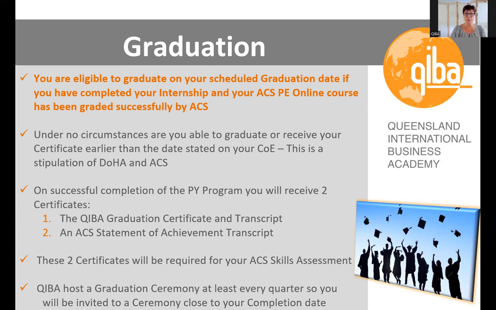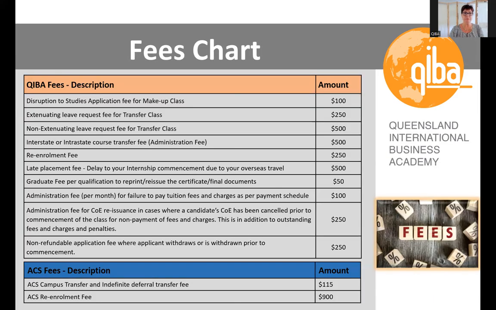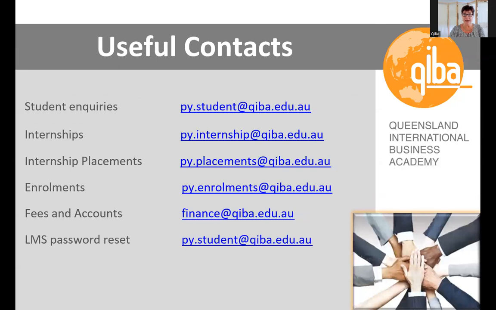So on successful completion of the PY program, you'll receive 2 certificates: the QIBA graduation certificate and transcript, and an ACS statement of achievement transcript. And these 2 certificates will be required for your ACS skill assessment. QIBA hosts a graduation ceremony at least every quarter, so you'll be invited to a ceremony close to, prior to, or after your completion date. And this is the fees chart that you can refer to as you go on. And useful contacts: student inquiries, internships, placements, enrolments, fees and accounts, and LMS password reset.